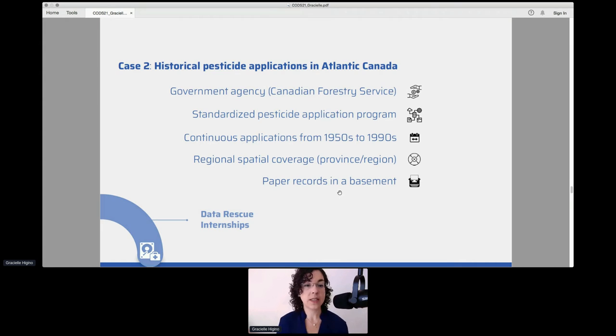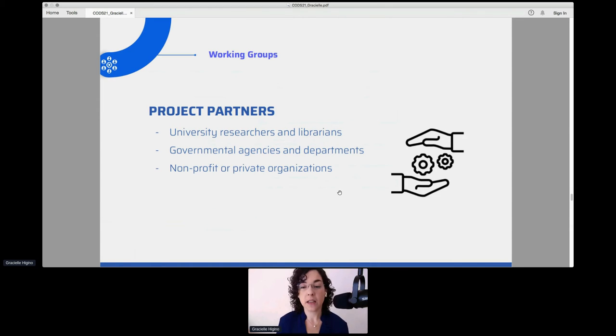reused. A second case is the historical pesticide applications in Atlantic Canada. This project was proposed by a government agency, the Canadian Forestry Service, and the data source was a standardized pesticide application program. This data set was a more continuous series of applications from the 50s to the 90s, and the geographical extent was bigger, a regional spatial coverage. The data were paper records in a basement, so we literally had to dig through the basement to find this data and archive it. By the way, this project is so extensive that it's ongoing and being renewed.